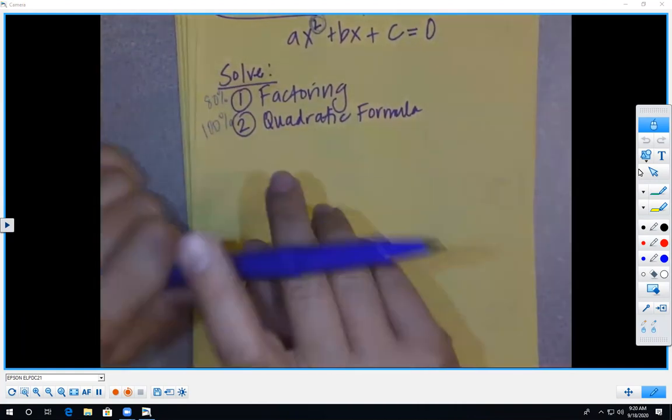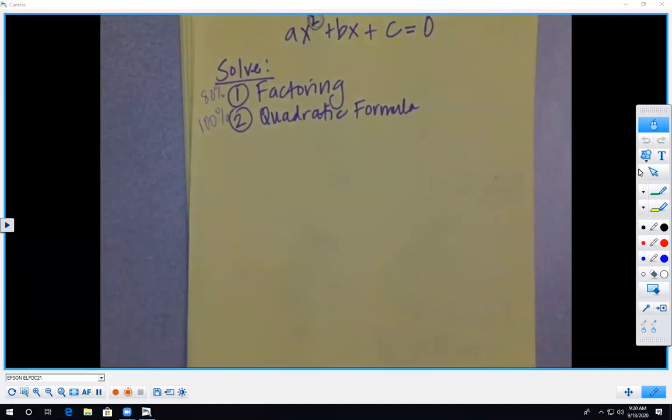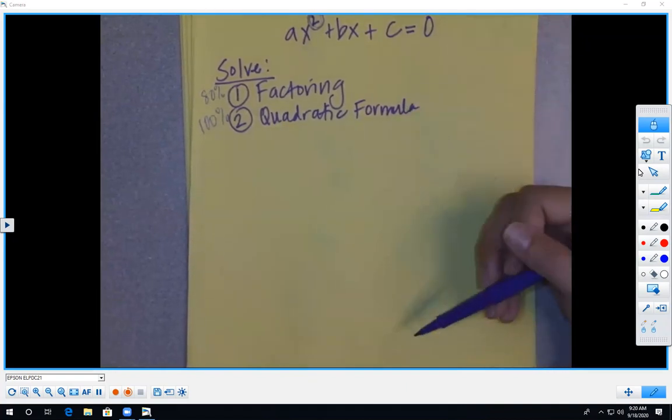Okay, so you may argue, why would we do anything except the quadratic formula? Because it's no fun and it takes a lot of time to do. So the quadratic formula is a good tool to have because it always, always, always works. It's just not very fast and efficient. So that's why we have factoring and the other ones we're going to talk about.